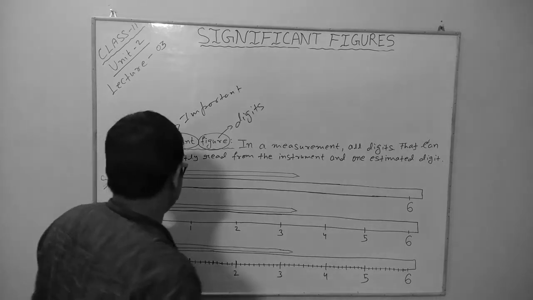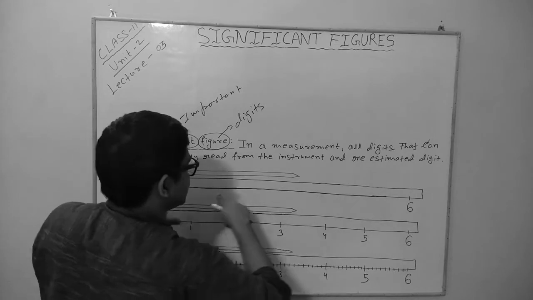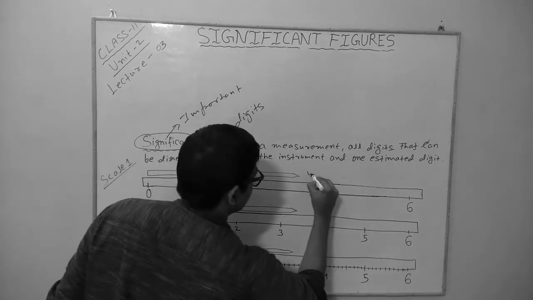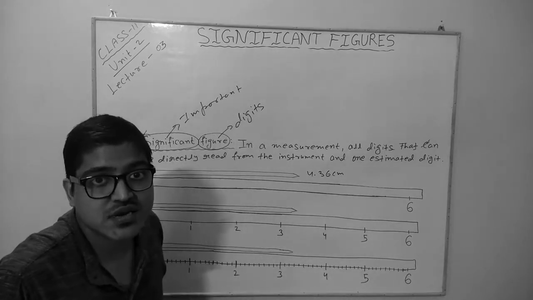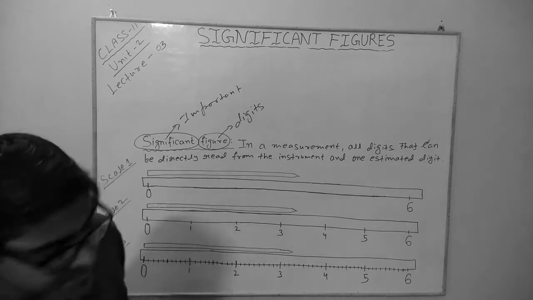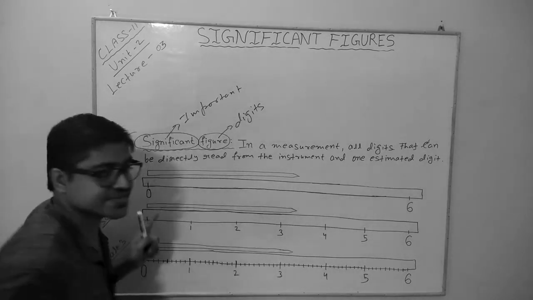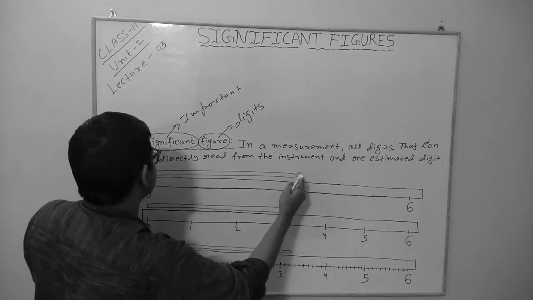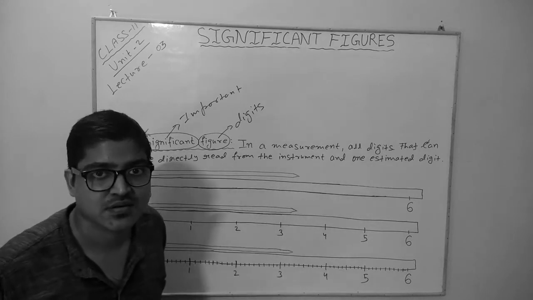Now, if I ask you to tell me the length of this pencil using this scale, you cannot say anything about the measured value because there is no marking present in between 0 and 6. So you cannot tell me the exact value. You cannot tell me the length of this pencil, right?